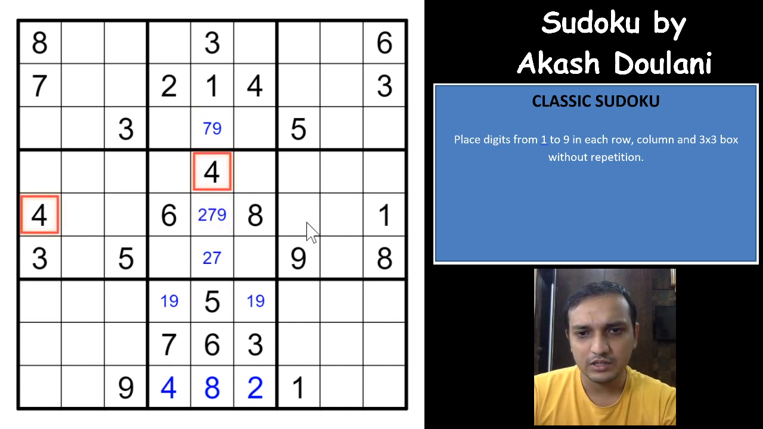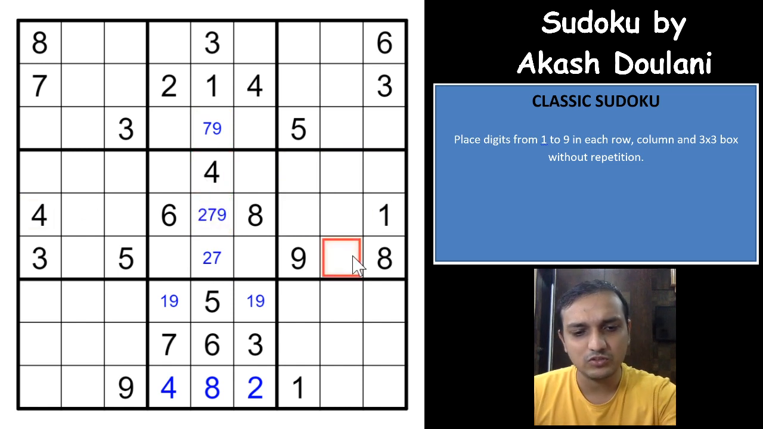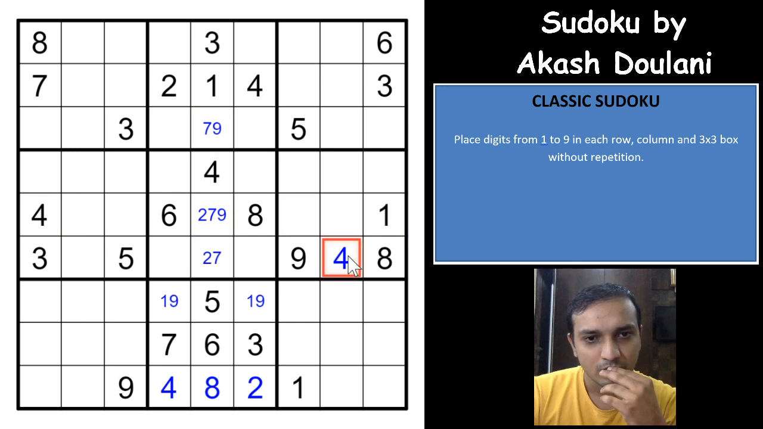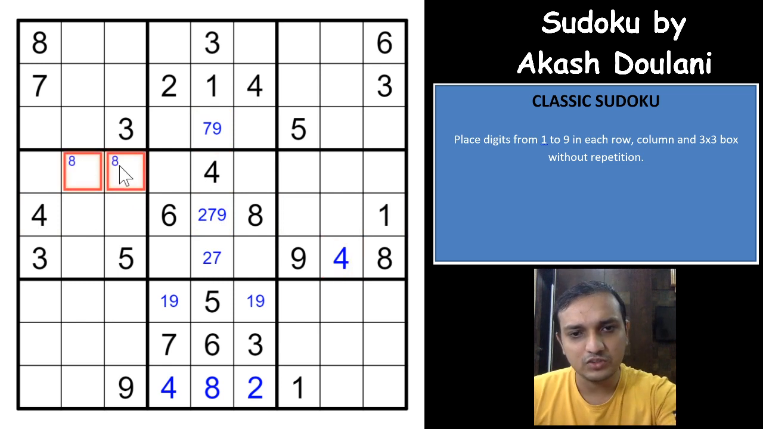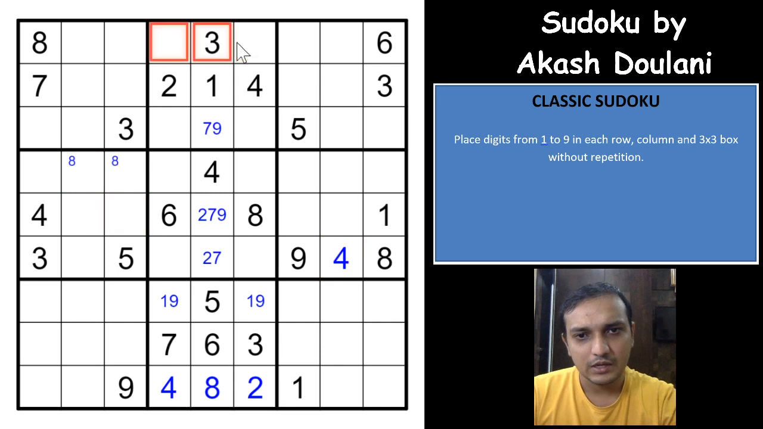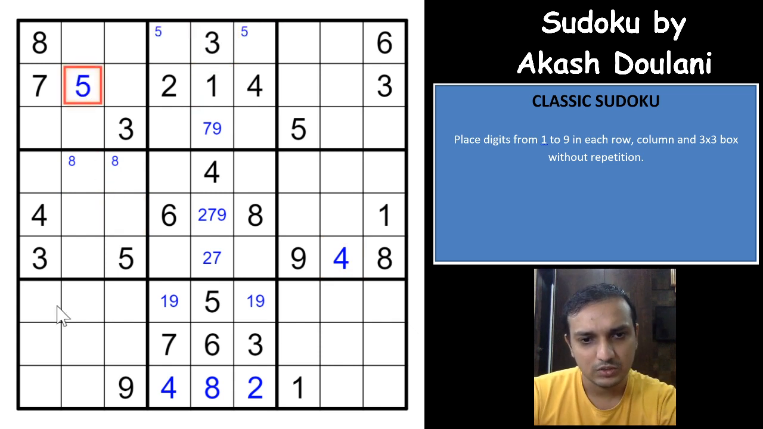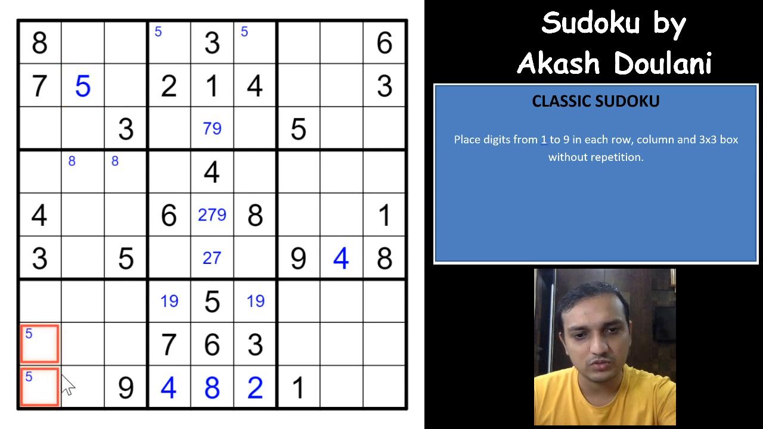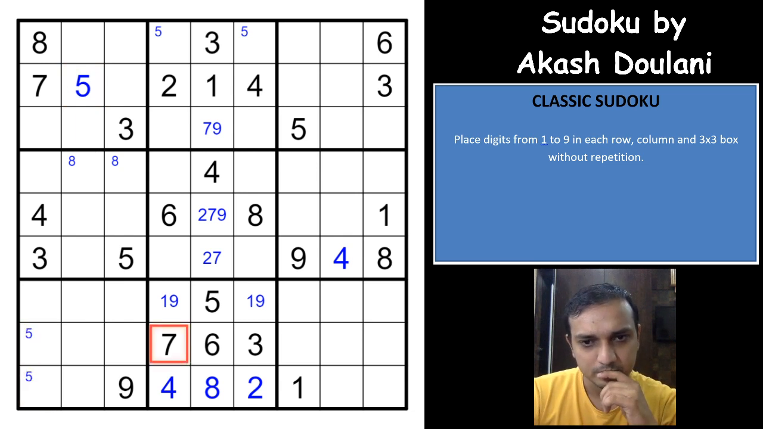And a 4 here and here will eliminate 4 from these cells, so this will be a 4. Both of these cells would have to be 8, and these two cells would have to be 5. That gives you a 5 in this box and 5 in these two cells, right?